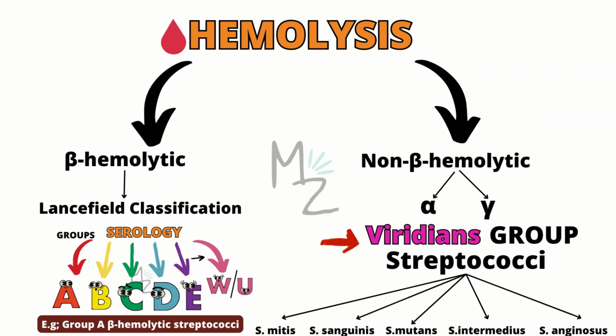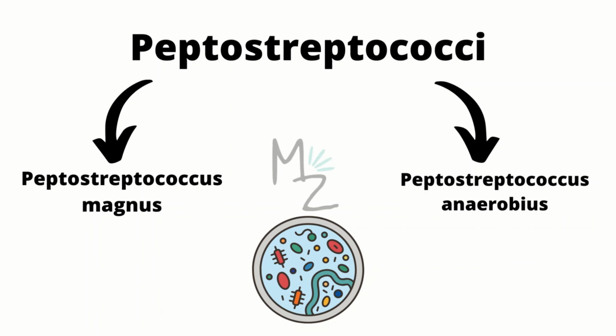And in non-beta hemolytic bacteria, we've got alpha and gamma. For example, the Viridans streptococci is not a single bacterium, it is a group of different bacteria. For example, Streptococcus mitis, Streptococcus sanguinis, Streptococcus mutans, Streptococcus intermedius, and Streptococcus anginosus. There's one more strep bacteria that is really important, and it is called Peptostreptococci. It's further classified into Peptostreptococcus magnus and Peptostreptococcus anaerobius. It is part of the normal flora of human beings. We are going to talk about them later in today's video.